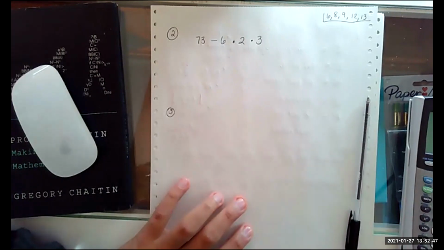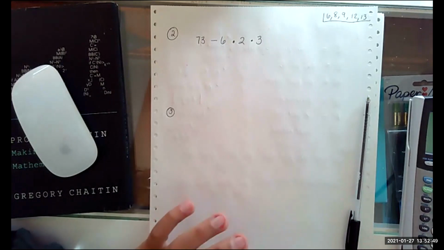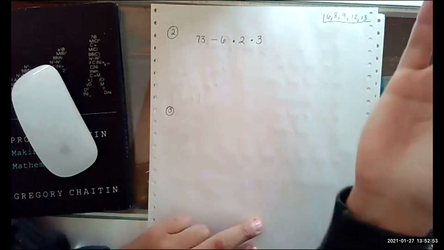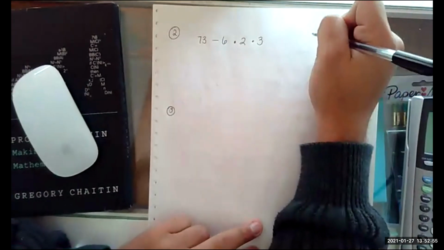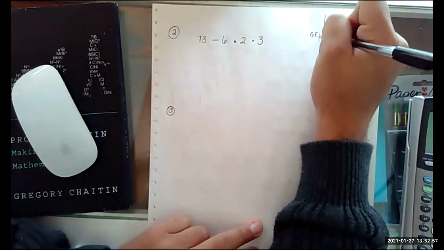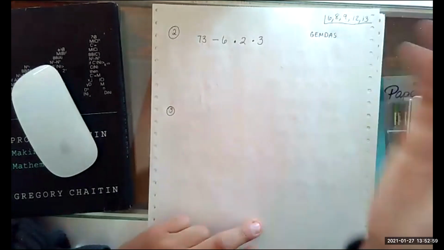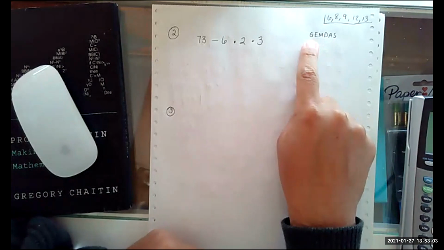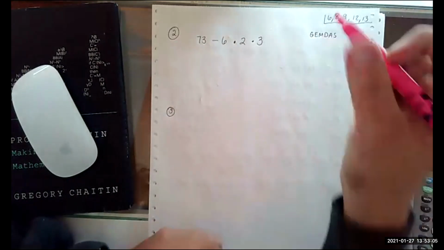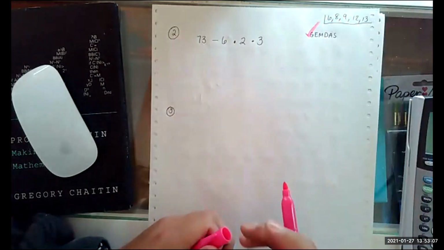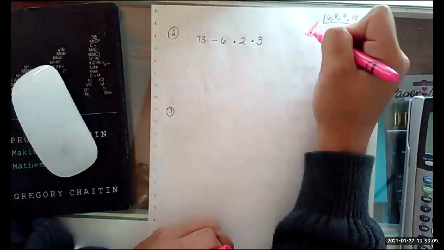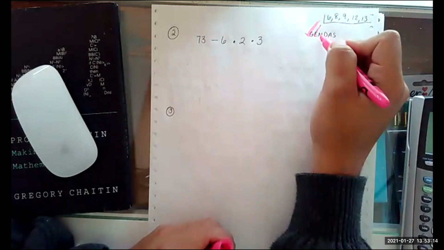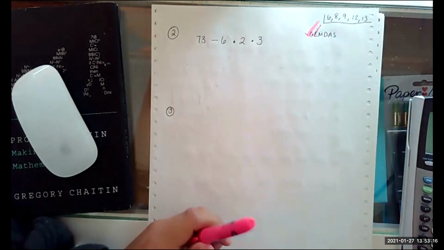Okay, so here we just need to go ahead and go through the multiplication first. In my head, I always say GEMDAS to guide me, like my checklist. Do I have any grouping symbols? I don't have any parentheses, so I'm going to check that off my list. Don't have any exponents here, checking that off my list. I have multiplication, so I have to take care of the multiplication.